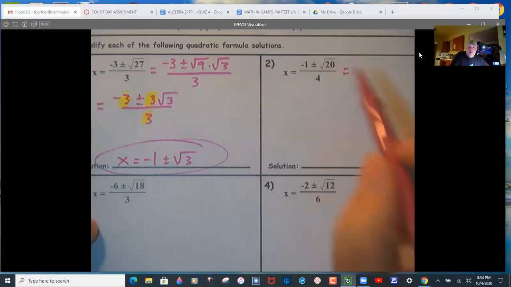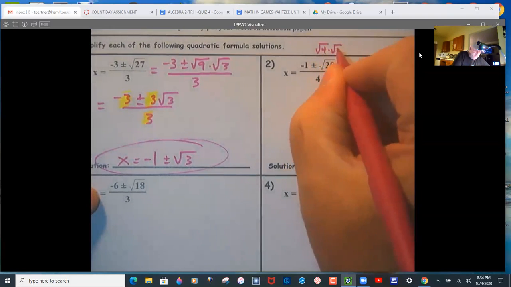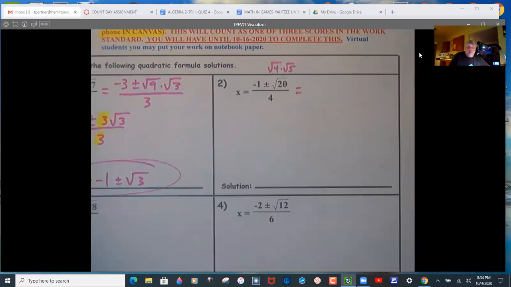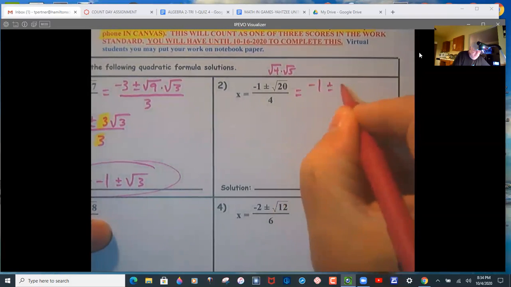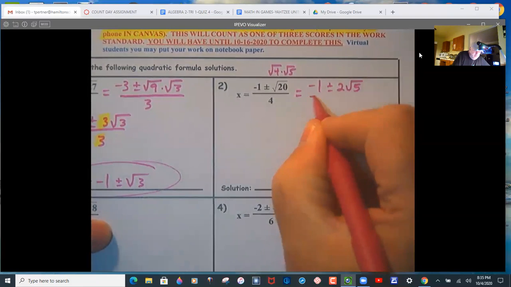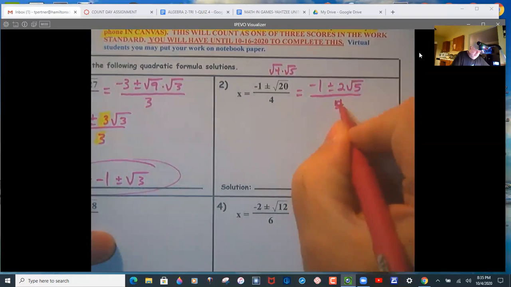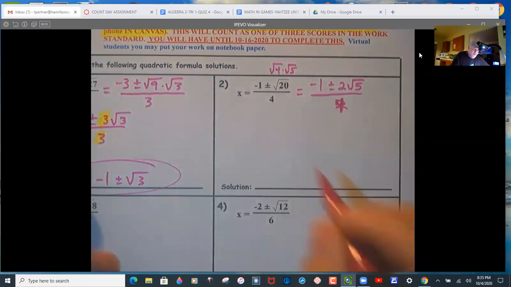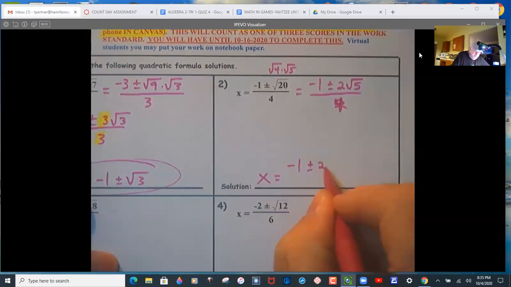So square root of 4. What I usually do is just write it right above it, and then you can do the simplification right away. So this is 2 times the square root of 5, and then nothing will go into that. Oops, I need a 4 down there. Nothing will go into the 1, the 2, and the 4. So that's going to be reduced as it stands.